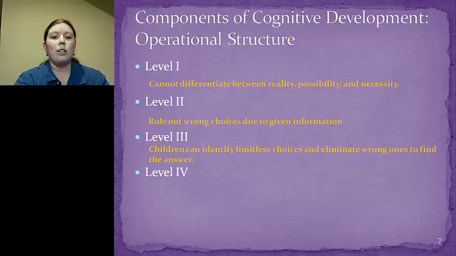Level 4 thinkers are proactive and can make predictions about the characteristics of transformation. They are able to fully understand the changing dynamics of rolling out a ball of clay and its inverse. Level 4 children are able to construct a quantity conservation operation structure.